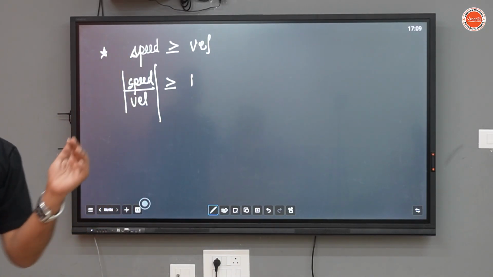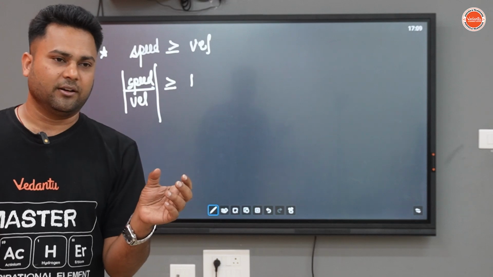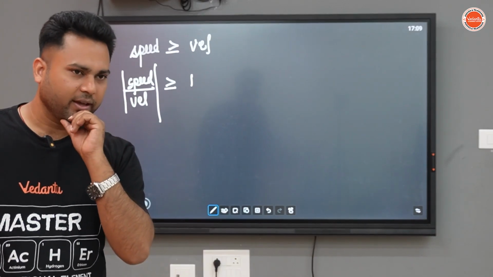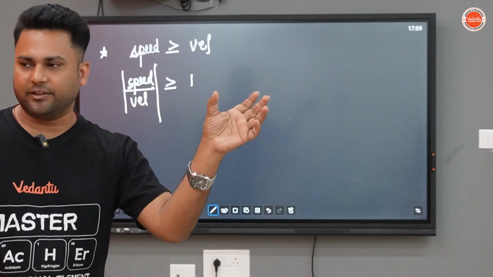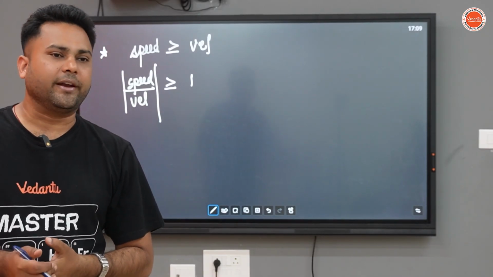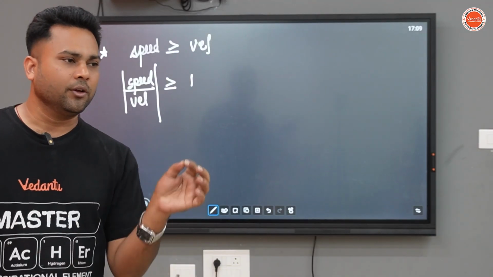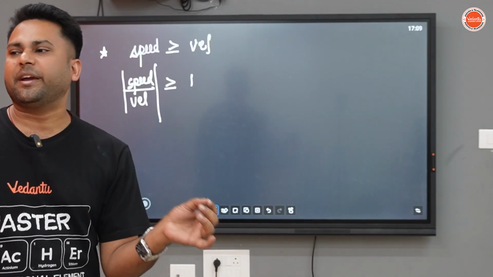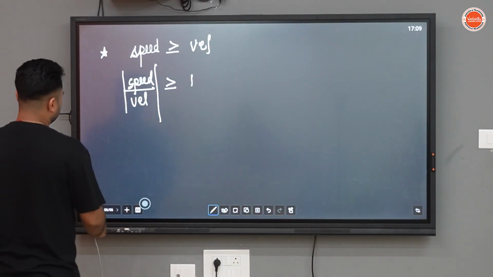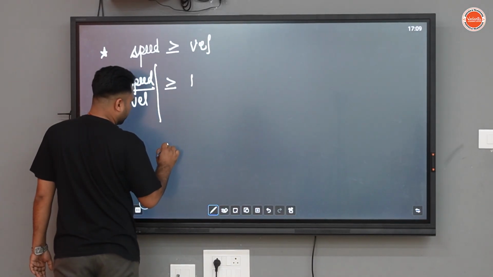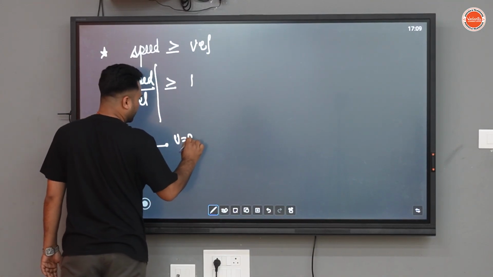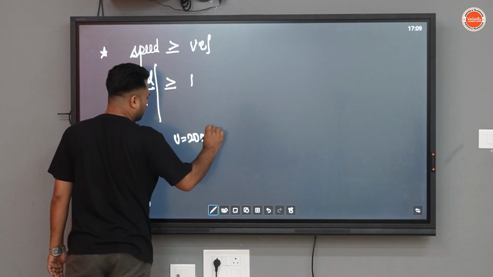why am I writing the magnitude? Because sometimes velocity is in the negative direction. So what will you write now? Sometimes you think that velocity is negative, so you will write -4. For example, suppose there is an object which is moving this side with 20 meter per second.